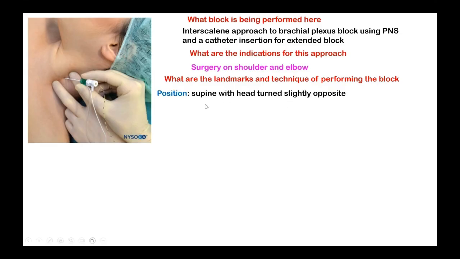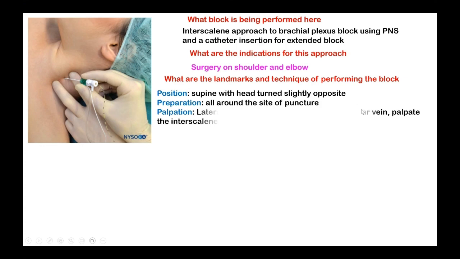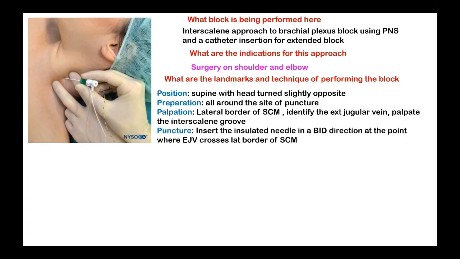The patient is supine. Head turned slightly to the opposite side. Preparation all around the site of puncture. Palpation: lateral border of sternocleidomastoid. Identify the external jugular vein. Palpate the interscalene groove. And puncture: insert the insulated needle in a BID direction, backward, inward, downward, at the point where EJV crosses the lateral border of sternocleidomastoid. This is how you have to write.